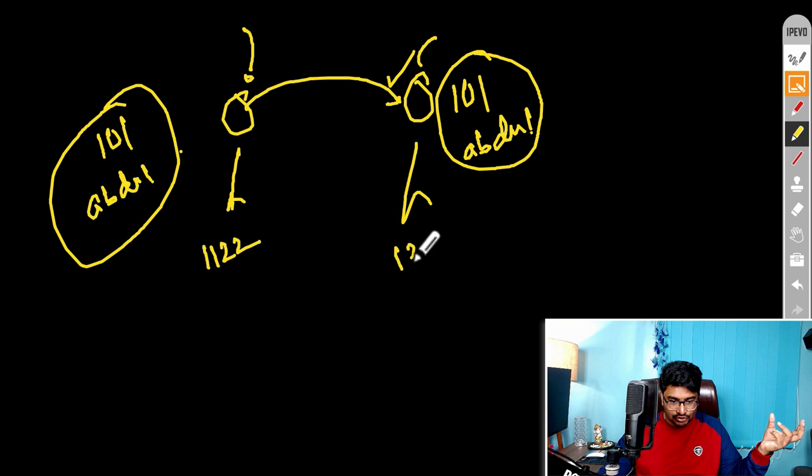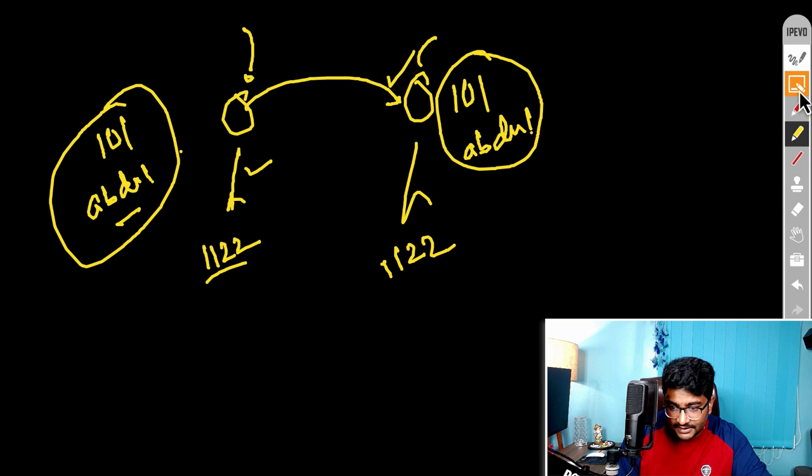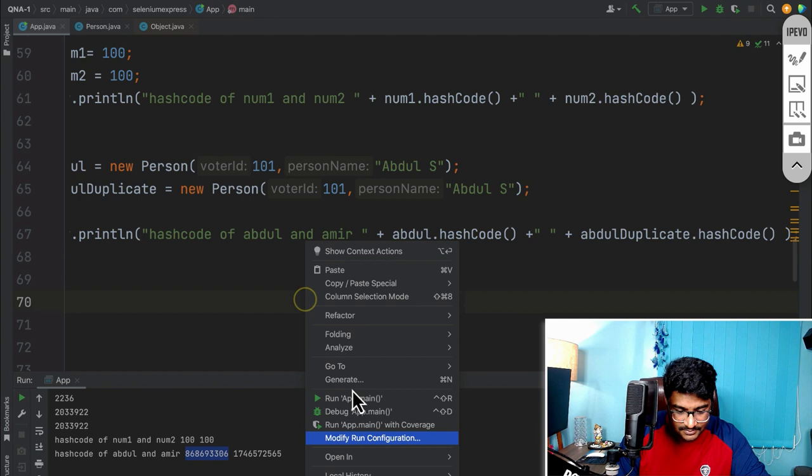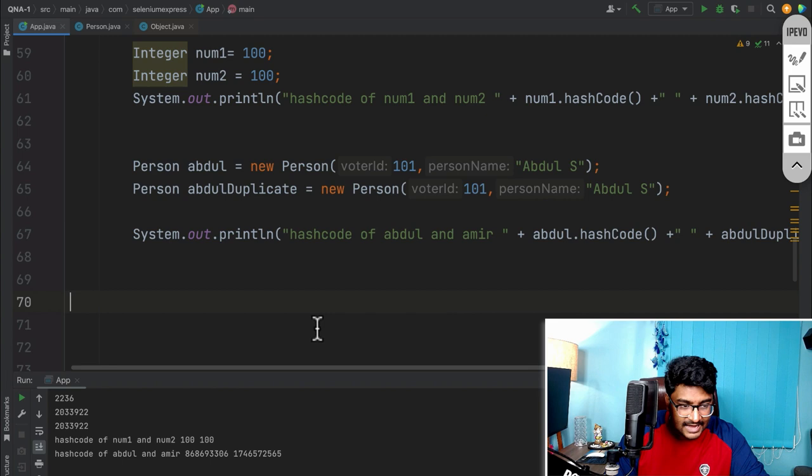This is the thumb rule of Java: if two objects are equal, then their hashcodes should be the same. But right now, if you look over here, these two objects' hashcodes are coming out different. Whenever I run my program, it just gives me a different hashcode. So what I should do is go to Person.java and generate my hashcode method right here.